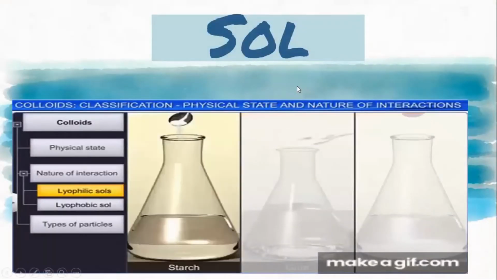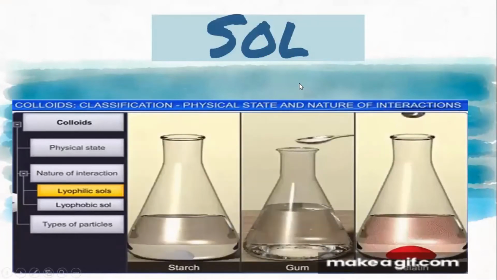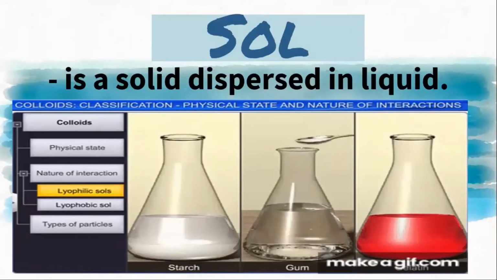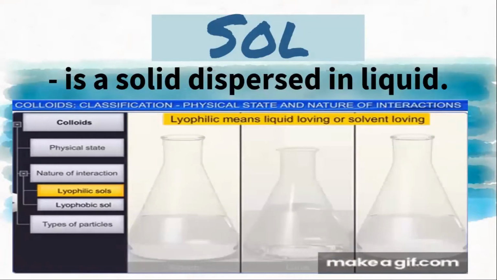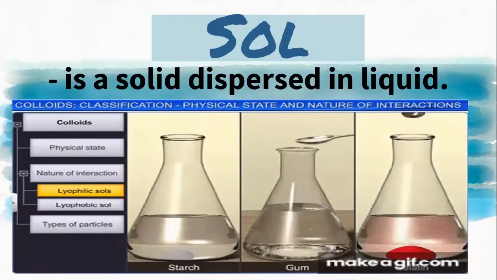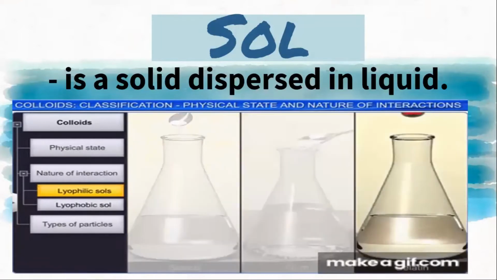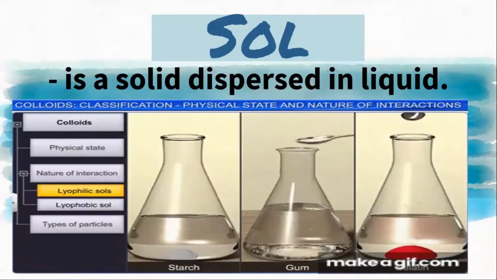The second type of colloid is called sol. This is a sol, wherein solid is being dispersed in liquid. So I have here starch mixed with the liquid or water, or gum placed in the water, or even gelatin mixed into the water. That is an example of sol.